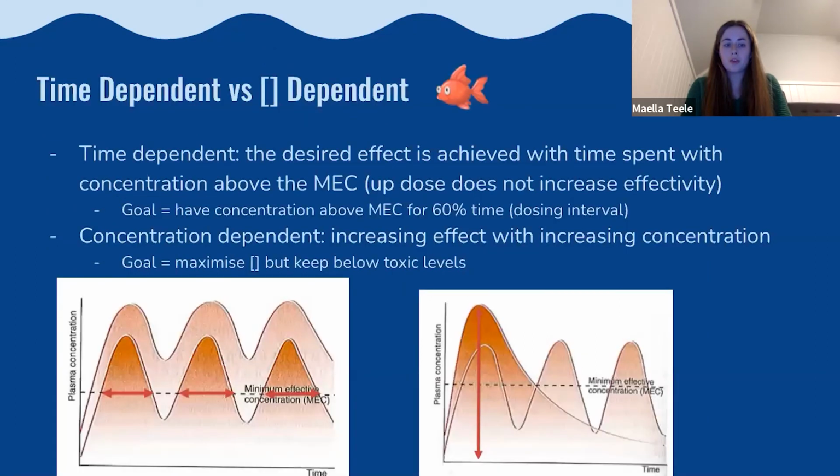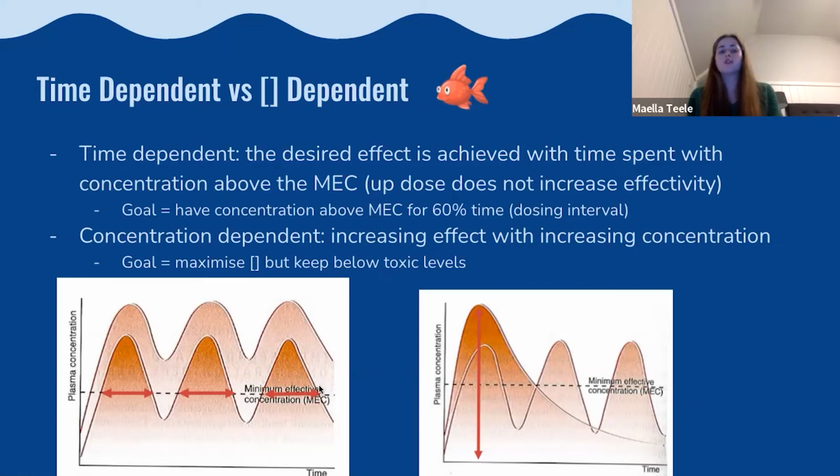So we've got two different ways of dosing when we're using antibiotics. We've got time dependent and concentration dependent. This graph on the left is an example of time dependent. Time dependent is when you achieve your desired effect with the amount of time spent with the concentration above the minimum effective concentration. If you have a look at this graph, you can see in each graph you've got your peaks and you've got about 60% of the time above the minimum effective concentration. And that's the goal of time-dependent dosage.